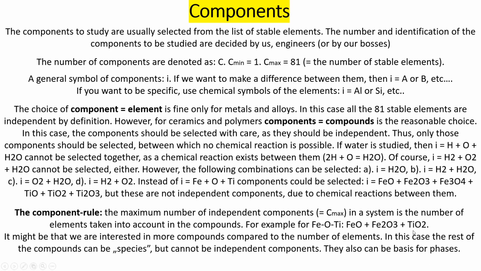And as for lessons from this example, it is quite common, at least for polymers and ceramics, that the number of possible components is usually higher than the number of independent components, which is the number of the elements in the components. And then what to do with the rest of the components? So here we selected, for example, 3 components, but we had 6 oxides, so what to do with the rest of the 3 oxides? Well, in this case, the rest of the 3 oxides are not independent components, but they still can be species and they still can serve as bases for different phases.